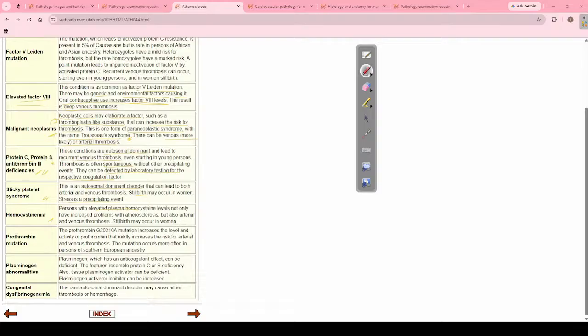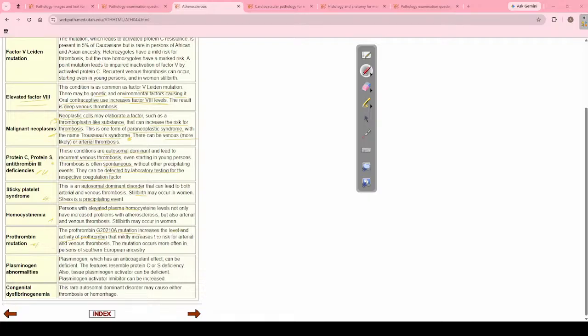Homocysteine is also shown to be a risk factor in the formation of platelets, so that's why it is also a risk factor. It is also a hypercoagulable state. We have the prothrombin mutation, the G20210A mutation, which increases the level and activity of prothrombin.